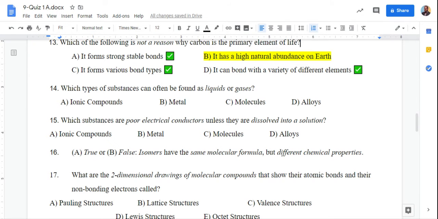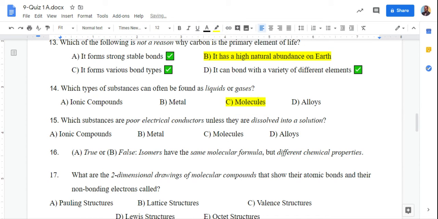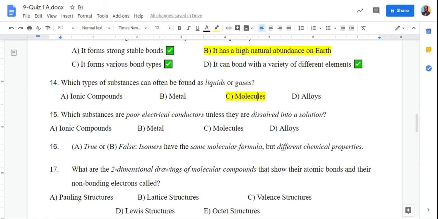We talked about just general properties of these types of substances, and we said metals and ionic compounds and alloys, they all have really high melting temperatures, and they vary. But if you're going to be looking at a molecule or gaseous substance, a liquid or gas, it's going to be molecules. They have much weaker forces that hold separate molecules together.